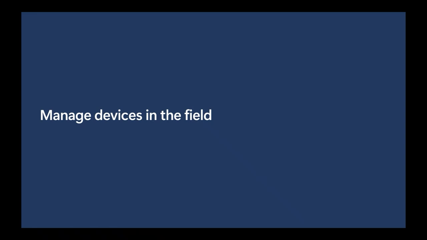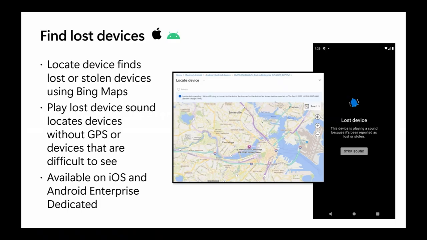Moving on in the life cycle, I want to talk a bit about the options you have for managing devices once they leave the nest. Intune offers capabilities around finding lost or stolen devices. We have a locate device feature, which lets you find these devices using maps. There is also the option to play a lost device sound.